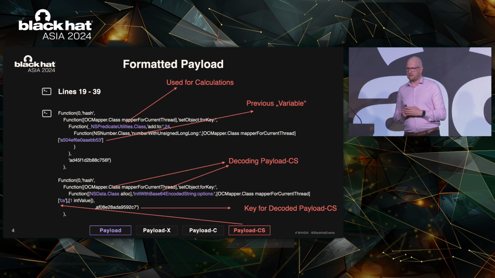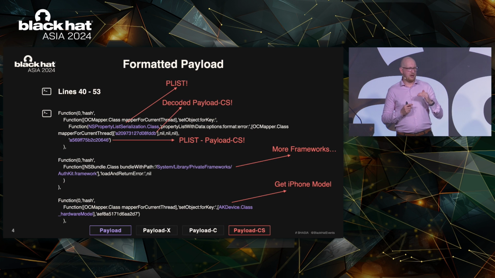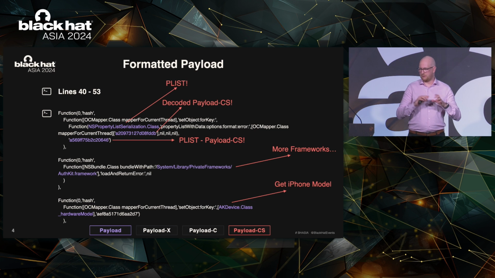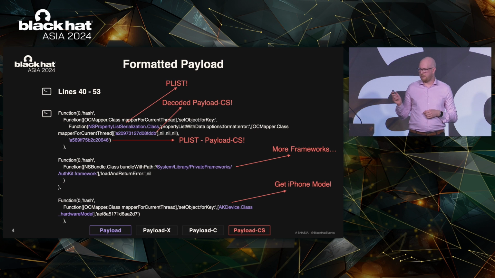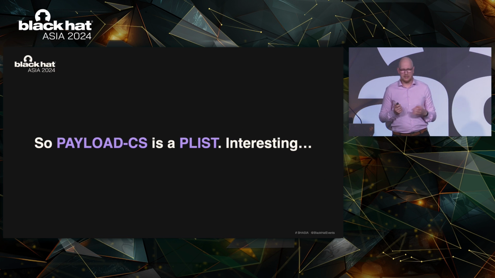And then directly in the next lines, we can already see they're starting to decode some of those other payloads that we saw on the first slide. This one seems to be, once again, a base64 encoded string. They store this in another variable in the dictionary, and afterwards they use plist deserialization to get to the unpacked part. OK, so that also means that payload CS is a plist. That's interesting. So let's try to decode it once again.